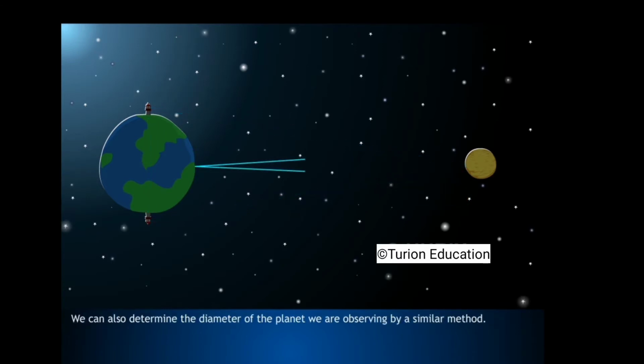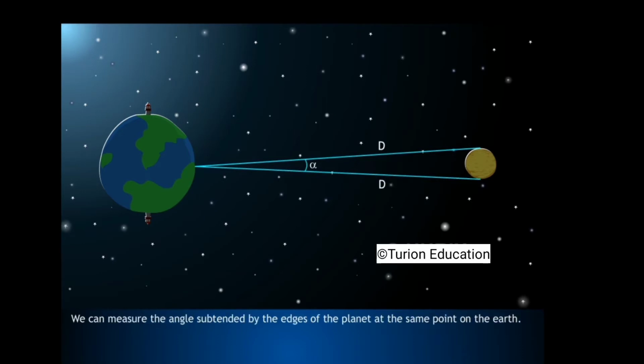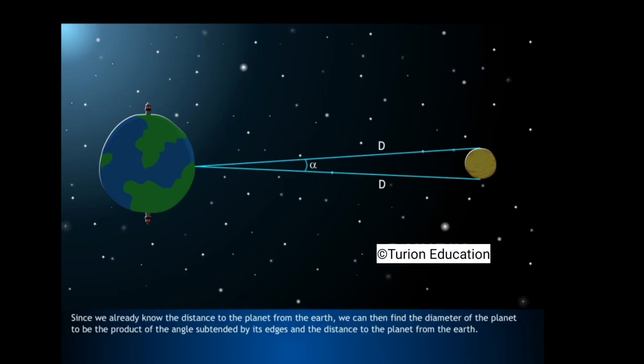We can also determine the diameter of the planet we are observing by a similar method. We can measure the angle subtended by the edges of the planet at the same point on the Earth. Since we already know the distance to the planet from the Earth, we may then find the diameter of the planet to be the product of the angle subtended by its edges and the distance to the planet from the Earth.